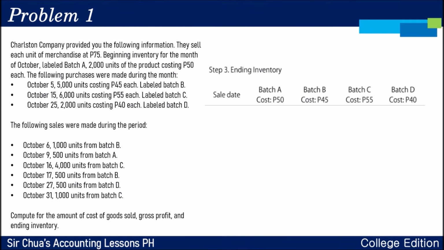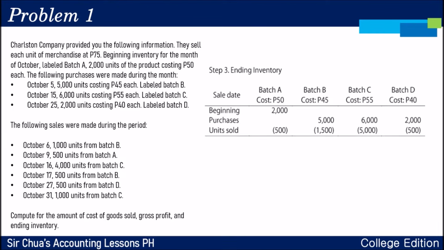For your ending inventory, ganito rin po yung table, batch A, B, C, or D. Then remember, meron po tayong beginning balance na 2,000 galing sa batch A. And then yung purchases po natin na 5,000 units for batch B, 6,000 units for batch C, and 2,000 units from batch D. I-deduct po natin lahat ng nabenta natin galing from these batches. That is your ending inventory or total remaining units. So, that is your ending inventory in units.